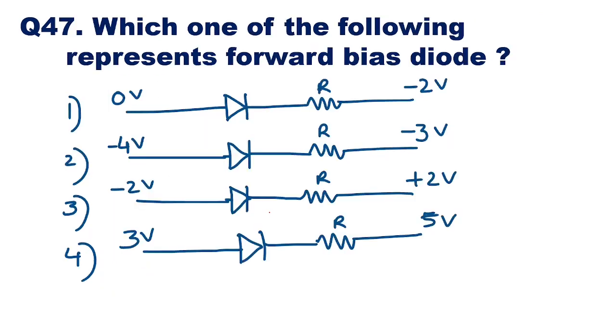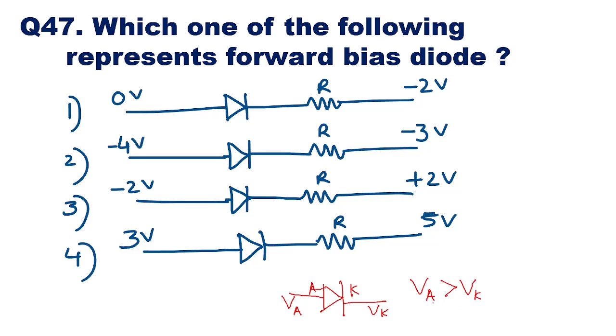Then we'll go to the next question, question number 47. Which one of the following represents forward bias diode? Now, to say that the diode is forward biased, one basic condition required is, if you take a diode like this, this is the anode and this is the cathode, the potential at the anode should be greater than the potential at the cathode. That is VA should be greater than VK.